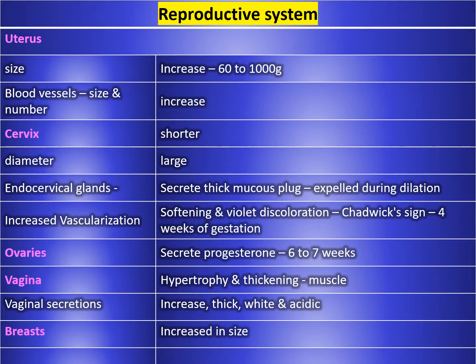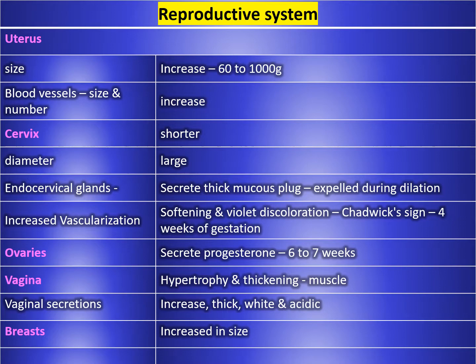The endocervical glands secrete a thick mucus plug, which is expelled from the canal when dilation begins. There is increased vascularization and an increase in the estrogen, causing softening and a violet discoloration known as Chadwick's sign, which occurs at 4 weeks of gestation. The major function of the ovary is to secrete progesterone for the first 6 to 7 weeks of pregnancy. The maturation of the new follicles is blocked and the ovary ceases ovum production.